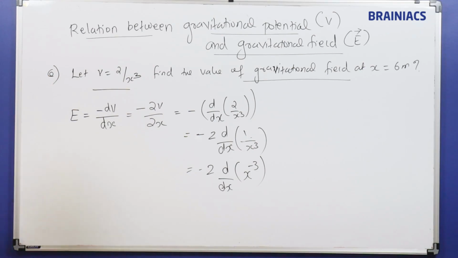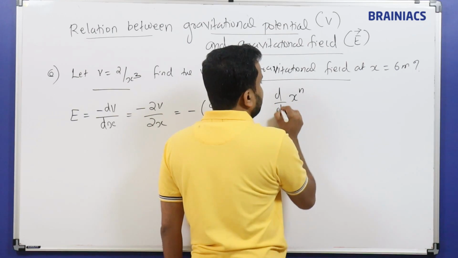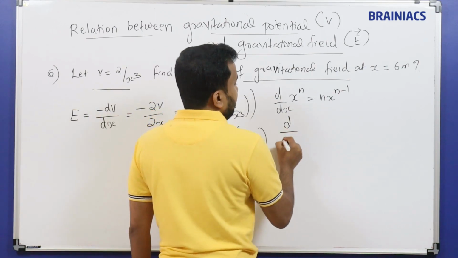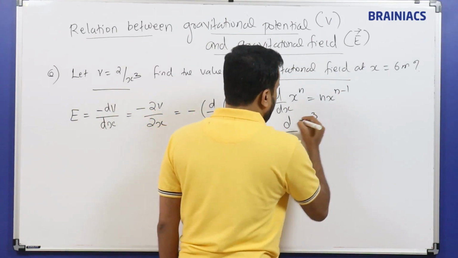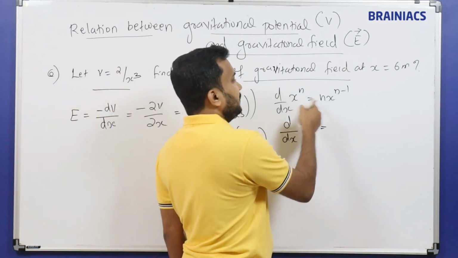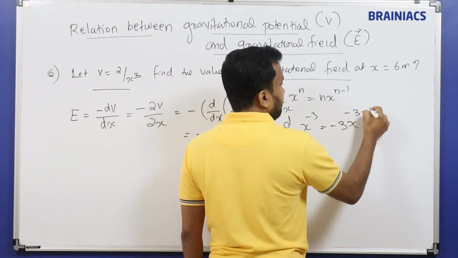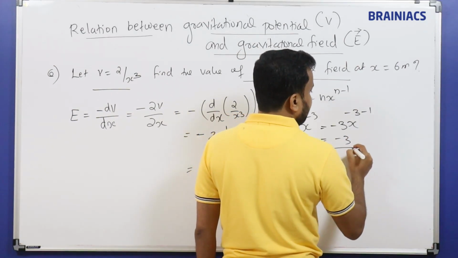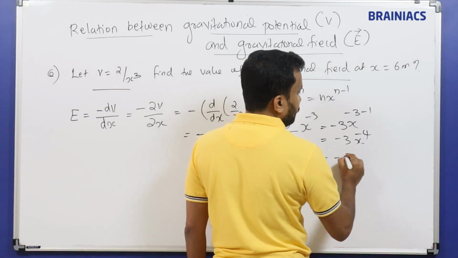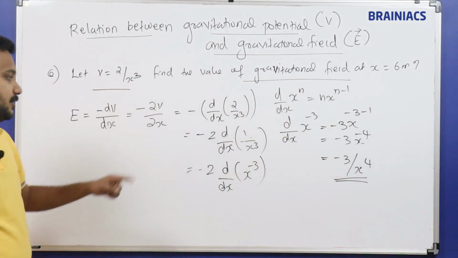We know the general equation for x raised to n: d by dx of x raised to n equals n x raised to n minus 1. So in this case, d by dx of x raised to minus 3, n is minus 3. So minus 3 x raised to n minus 1, that is minus 3 minus 1, which is minus 3 into x power minus 4, which can be written in the next stage as minus 3 by x power 4. So we will substitute these values here.